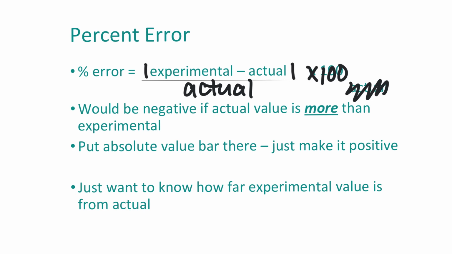In my class, it depends on your professor, it depends on the teacher that you have. They might want you to take away the absolute value bar. And if you get a negative number, the actual value is more than the experimental. Now, I didn't even cover what these words mean. Experimental, because it has the word experiment in it, is the one you got from your lab. The actual value is what it should actually be. So it doesn't really, in my mind, matter if it's positive or negative. It's just telling you how far you are from the actual, and it puts it into a percent.